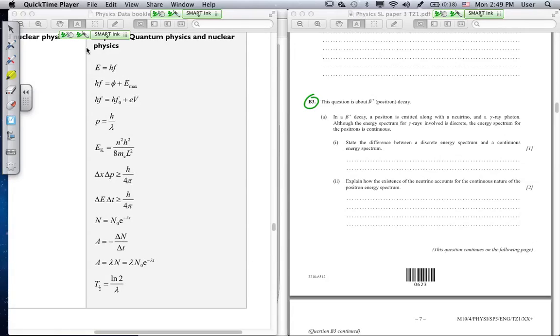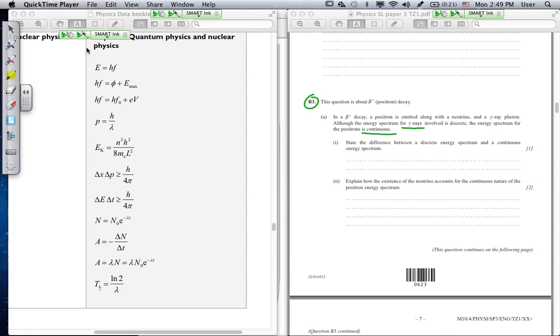In B3, this is about beta plus positron decay. In a beta plus decay, a positron is emitted along with a neutrino and a gamma ray photon. Although the energy spectrum for the gamma rays involved is discrete, the energy spectrum for the positron is continuous.